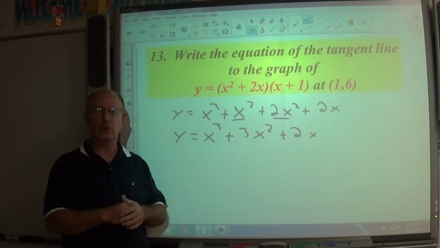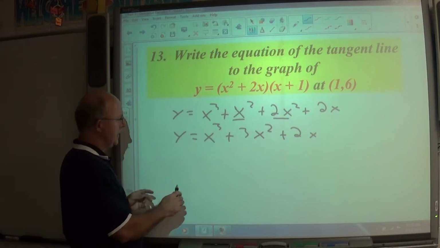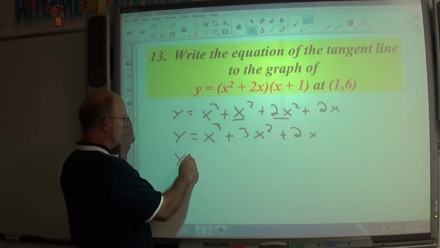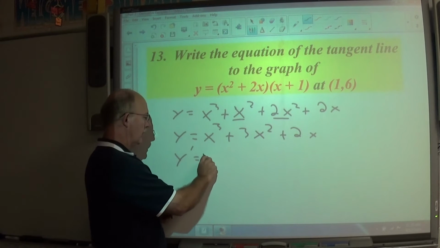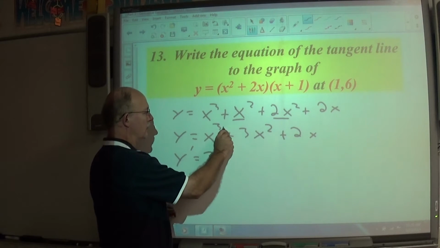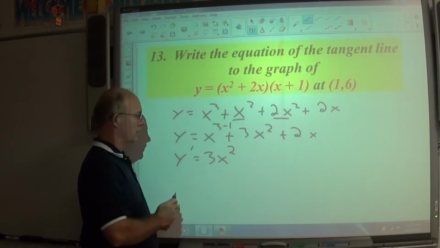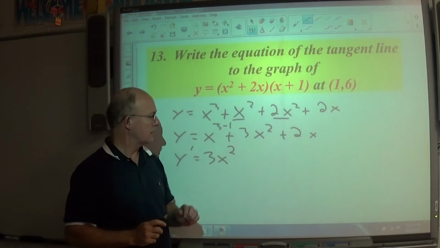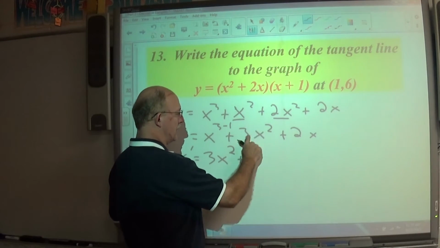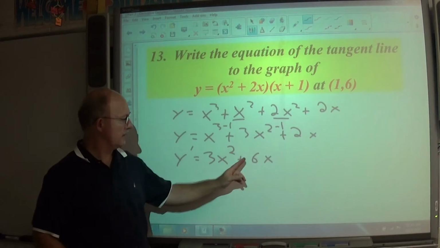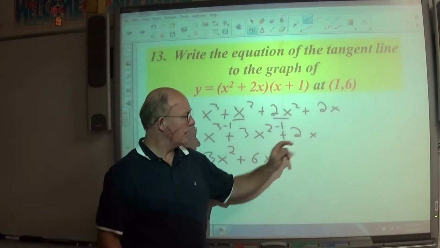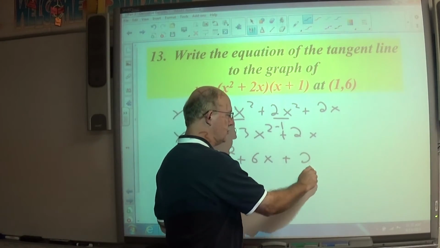Okay, now we're ready to take our derivative. So let's get our derivative here. I'm taking the derivative of the first term, the derivative of x cubed: we bring the 3 down front, and then subtract 1 from your exponent, which would be 3x to the second power. Now do the same thing to the second term. It would be plus 3 times 2 gives you 6, x to the, now subtract 1 from the exponent, will just give us 6x. Now the derivative of 2x, remember, is just 2.